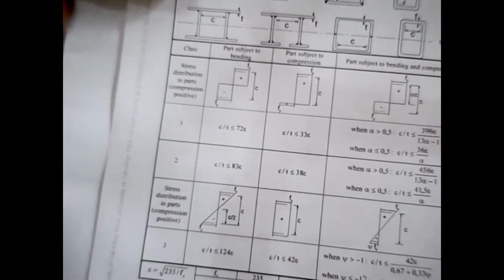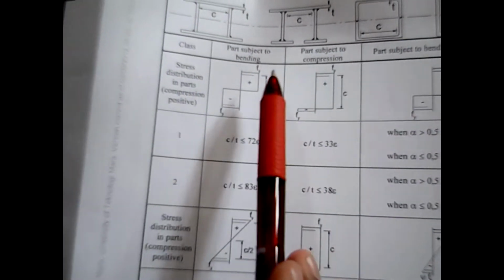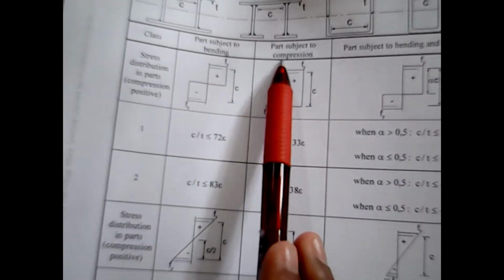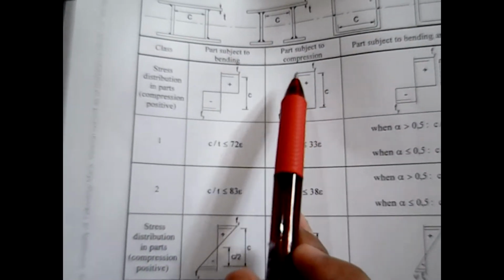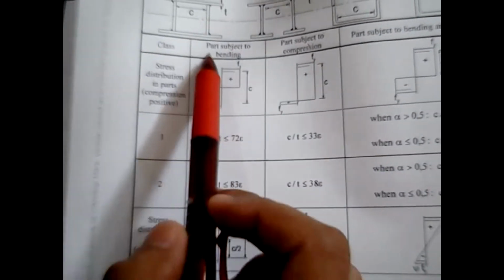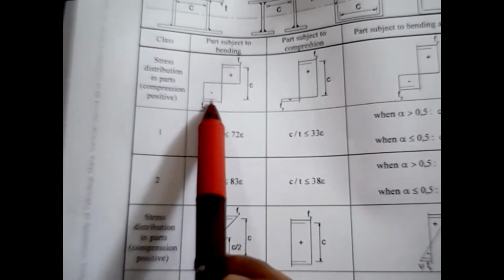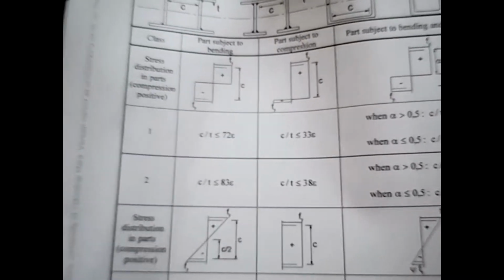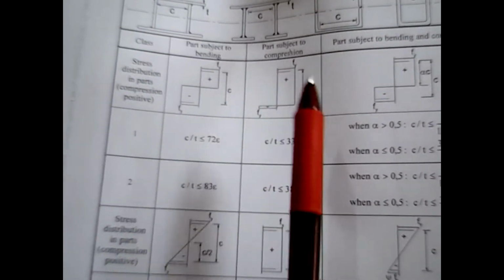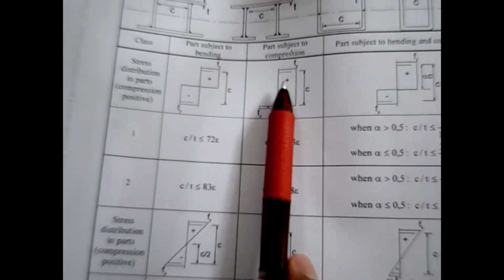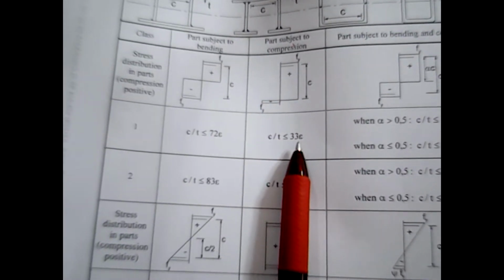So you need to check here. The main difference in the compression member is that you need to make sure the cross-section classification is for parts subject to compression. For a column, the web is subject to compression, so you need to go through this column in the table instead of this one. This is for a beam, because for a beam the web is subject to bending, but for a column the web is subject to compression.